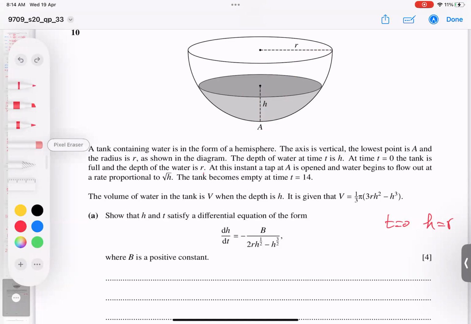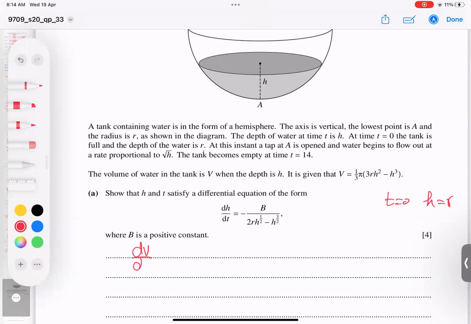Okay. Second line, what did he say? At the instant when the tap is open, so there's a tap, if you open it, water begins to flow out at a rate proportional to this one. So I can say that the volume with respect to time is proportional to negative root of h. I repeat, because water is flowing out. So volume is water here, and rate means with respect to time. And because water is leaking, negative sign. If water is going inside, positive sign. I hope that is clear.